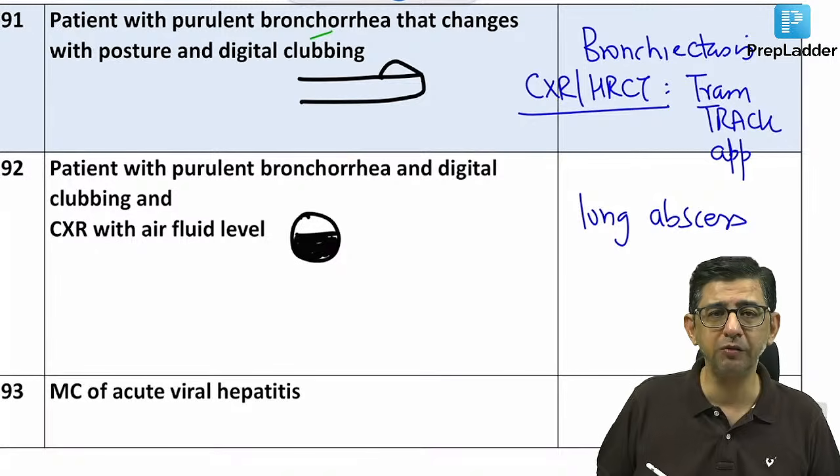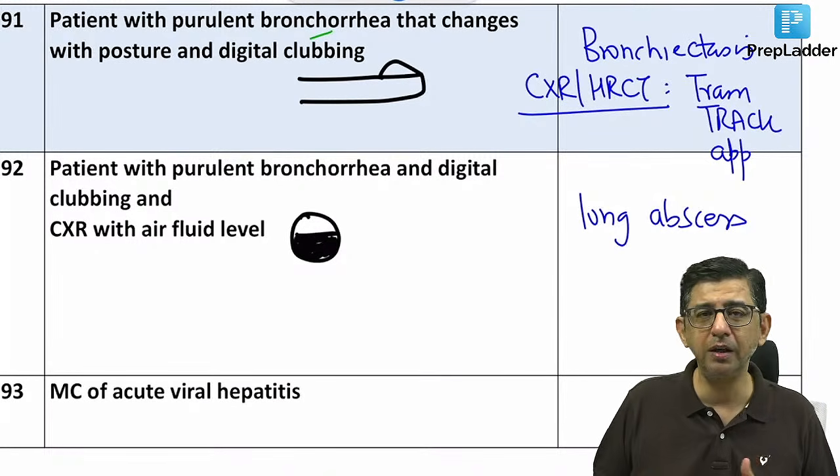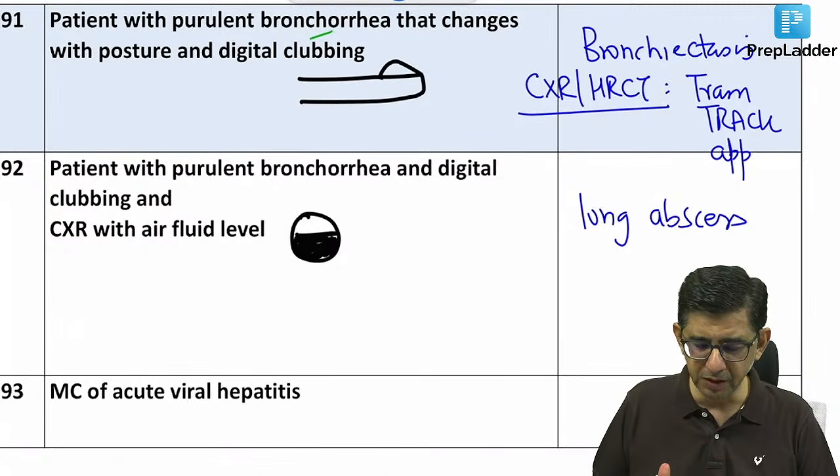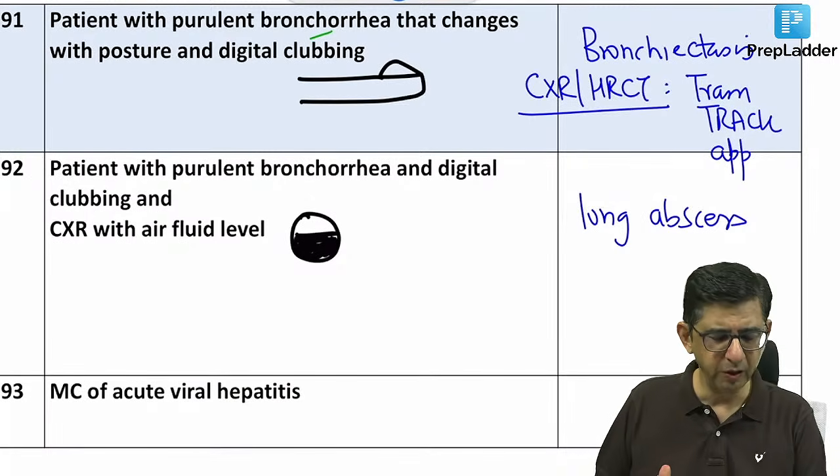Then, what is the leading cause of acute viral hepatitis: A, B, C, D, E? Yes, guys, clindamycin is the correct answer here. Yes, if it is anaerobic, yeah.